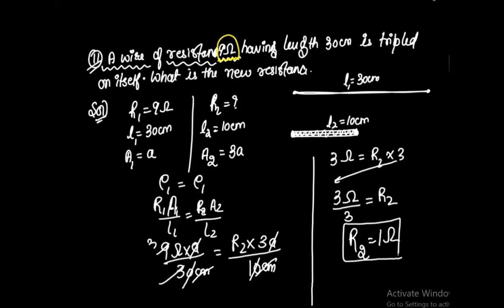Just, is this clear? Right, बेटा चलिए, this question is clear now. So R2 is equals to 1 ohm. Easy है, simple calculation.